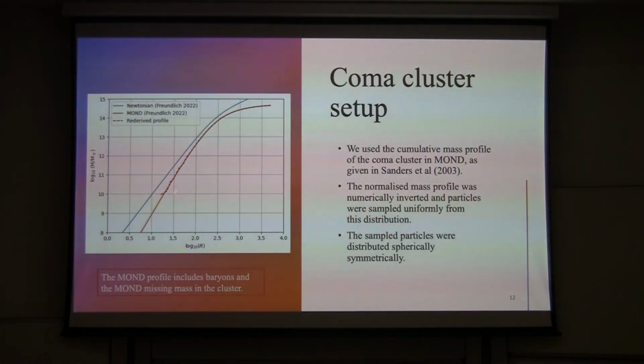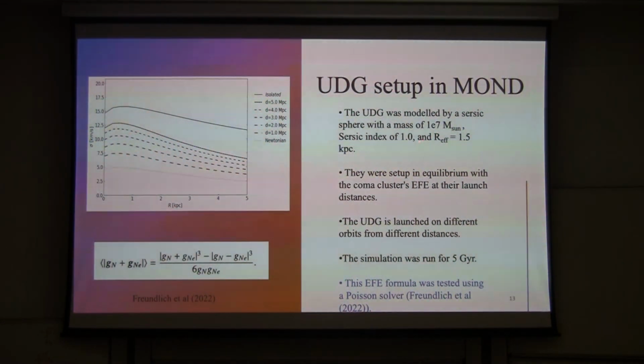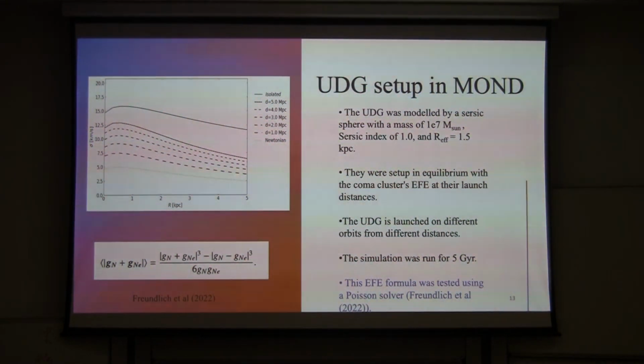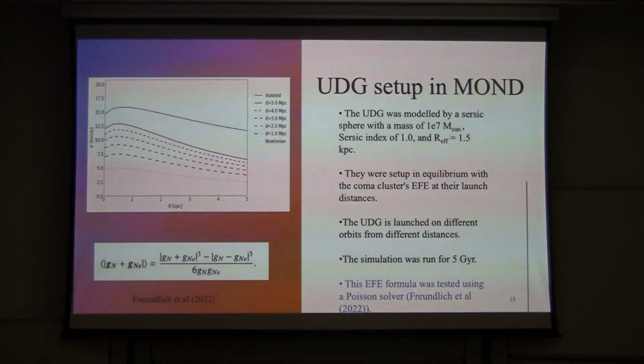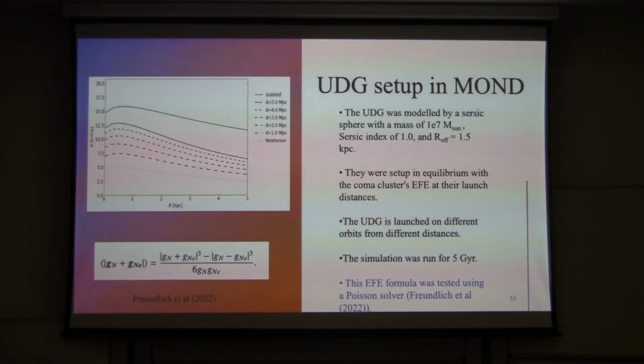So my friend Jonathan explained how the mass profile is done, so I won't go deep into that. But what I want to point out is the cluster that we have set up matches the theoretical profile very well. So that's good news. Now the UDGs we set up have a mass of 1E7 solar masses, a Sérsic index of 1.0 and an effective radius of 1.5 kiloparsec. Why did we choose those values? Simply, it's just an average of what we have in the Yagi catalog that was used by Jonathan Freundlich et al. So I just took an average of those values as a first trial.